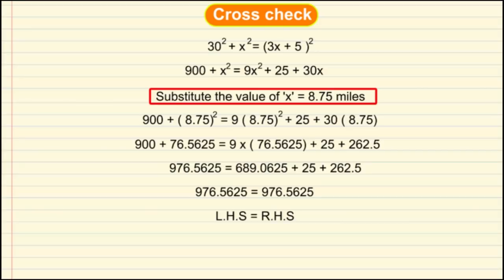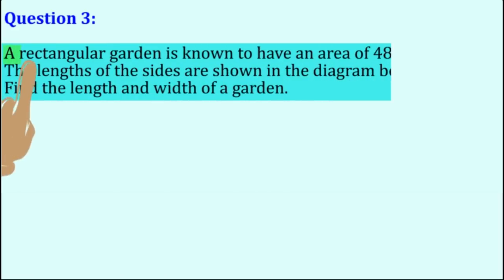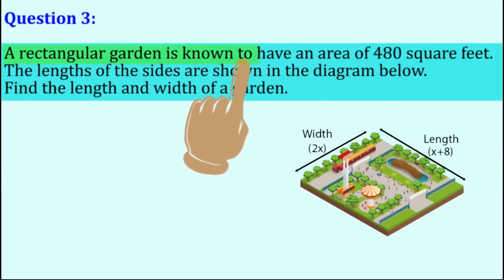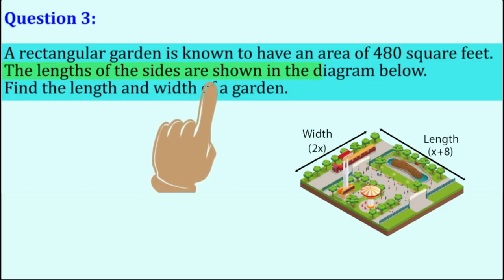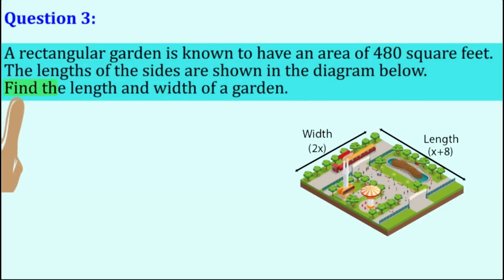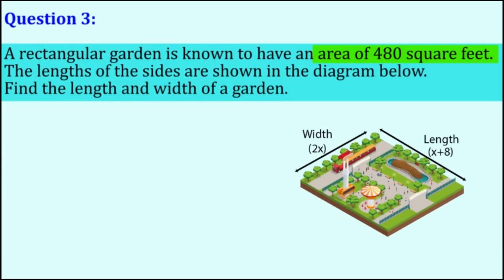Let's move on to the next question. A rectangular garden is known to have an area of 480 square feet. The lengths of the sides are shown in the diagram below. Find the length and width of the garden. We have a rectangular garden of area 480 square feet and we have to find the length and width of the garden. So what can be done here?